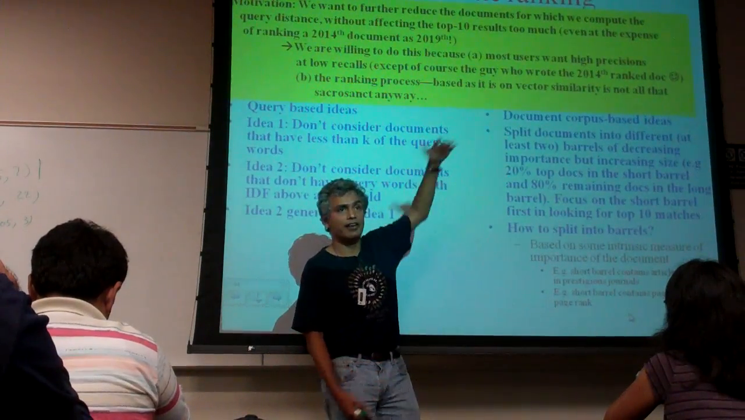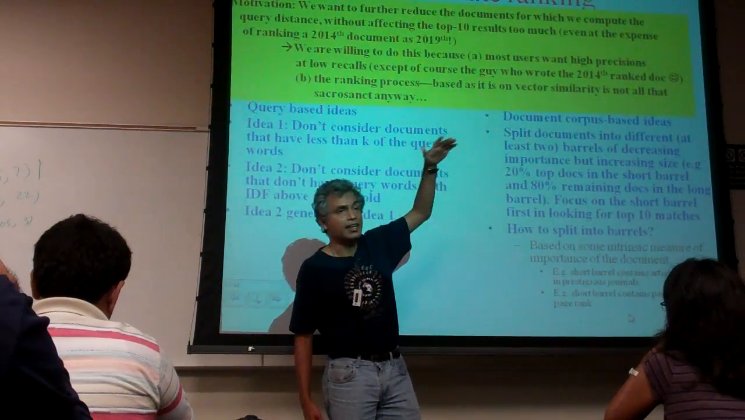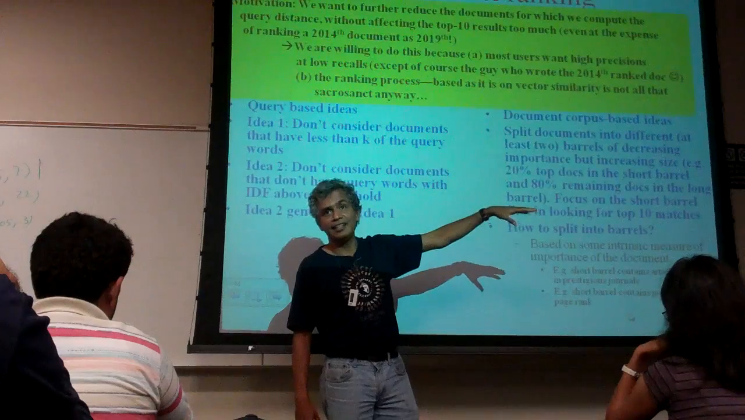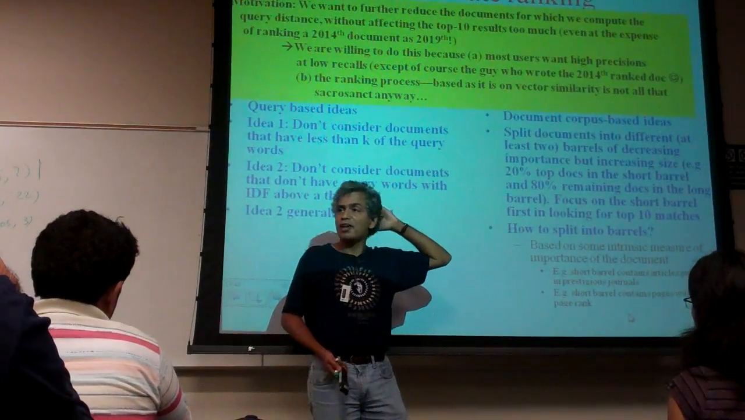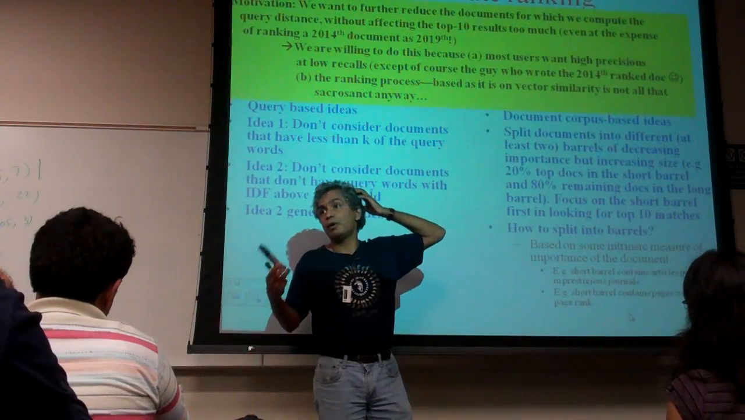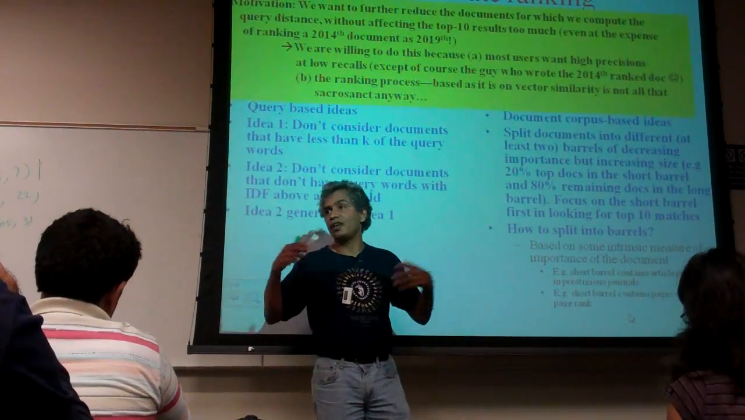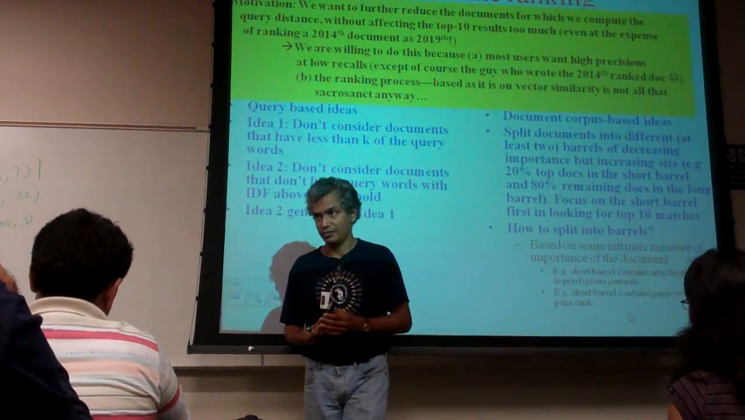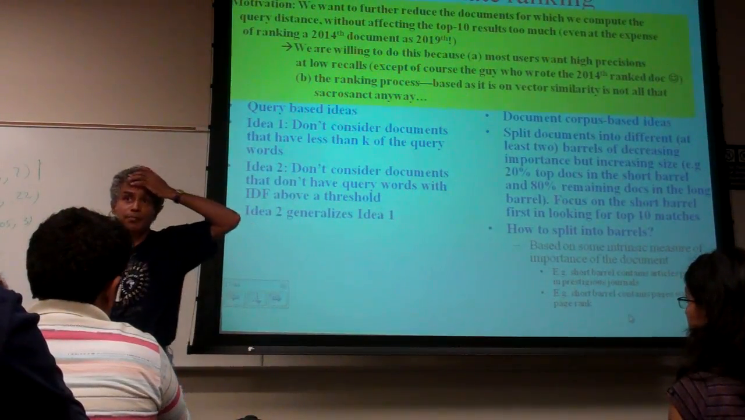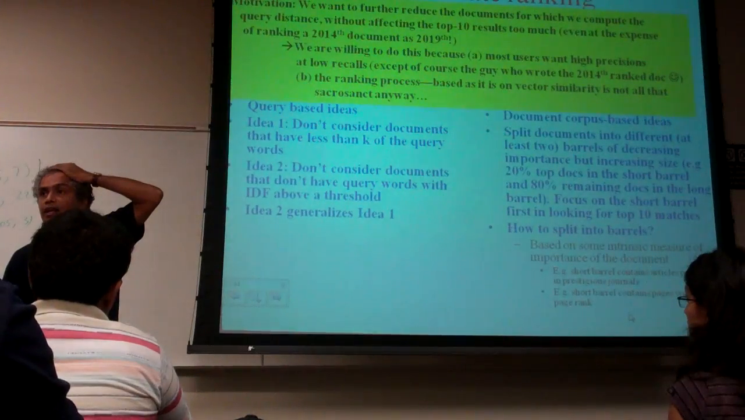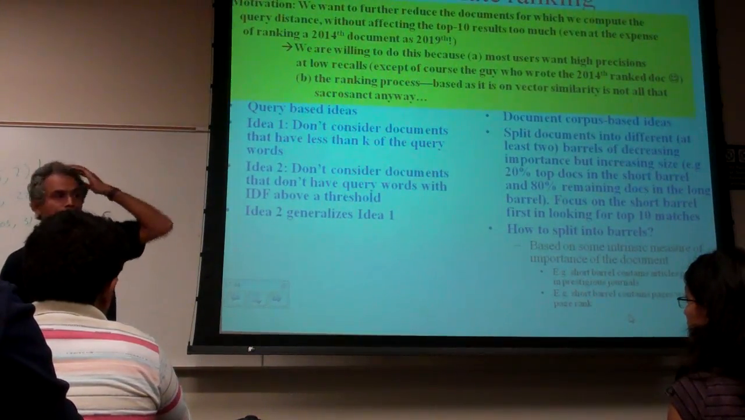Okay, so you might put stuff first in the journal publication, then conferences, then technical reports, then web pages, for example. Or if you don't have that information for some domains, because nothing is published, then you can use some other way, for example, page rank and other things. But the point is, you're trying to reduce the time you spend ranking the documents. Okay?